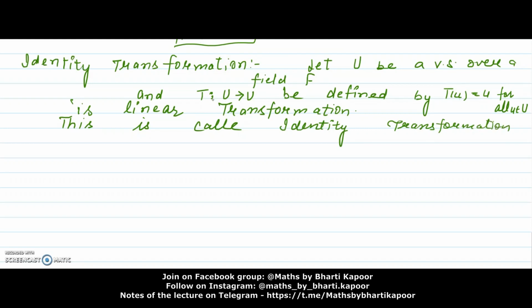So any transformation T whose domain and codomain are the same vector space and which is defined such that T(U) = U for all U belonging to U, is called the identity transformation, and it may be denoted by I or something like this. I have written here that T defined like this is a linear transformation. We can prove that also.